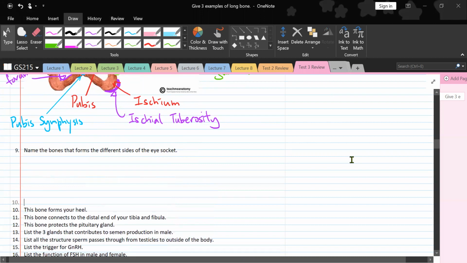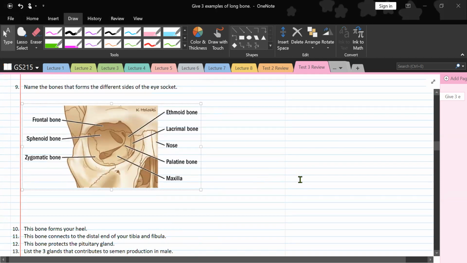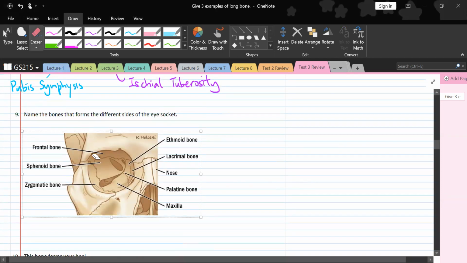Name the bones that form the different sides of the eye socket. I'm just going to show you a picture of this. Okay, so those are the 7 bones, right? We have the frontal bone that forms the top of the eye socket. The sphenoid bone is at the back, and you might remember at the top of the sphenoid bone, there's a groove where your pituitary gland is going to fit into. On the side, we have the zygomatic, which forms the cheekbone.